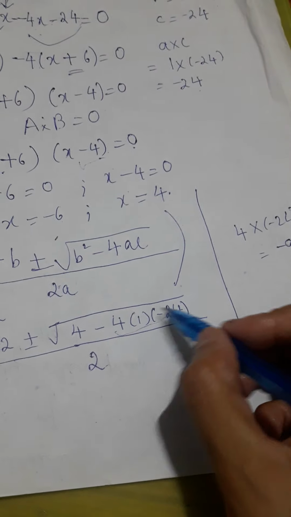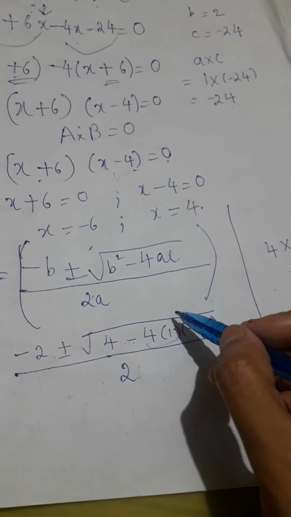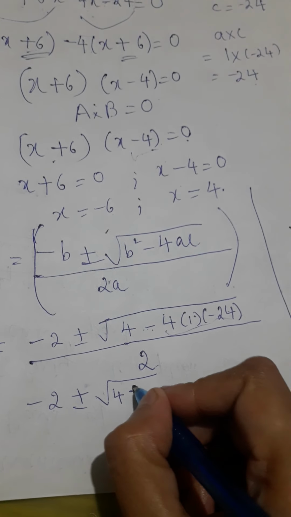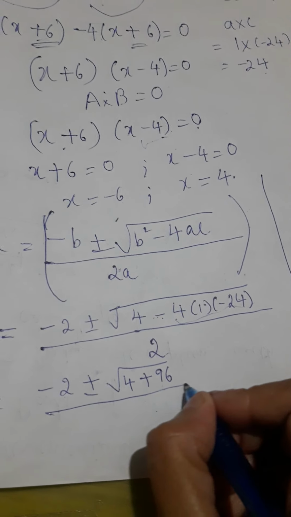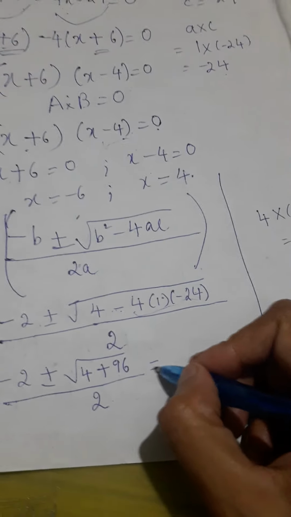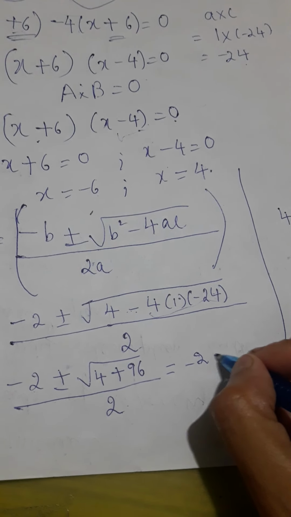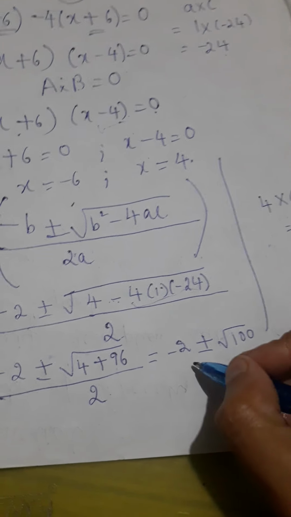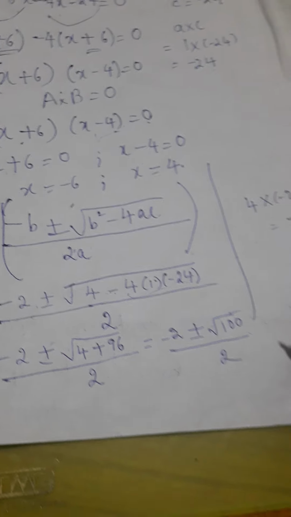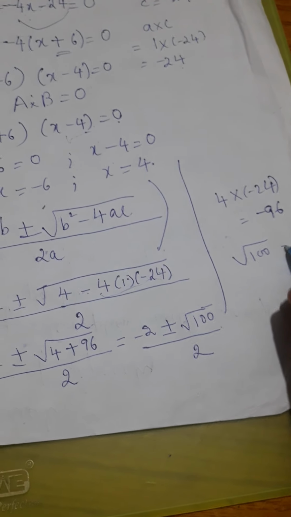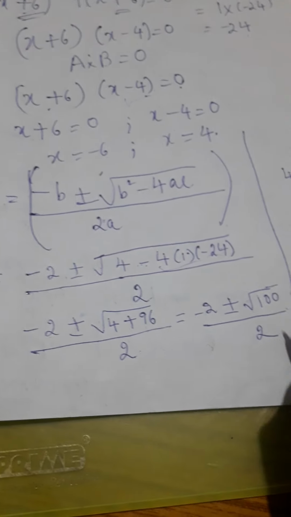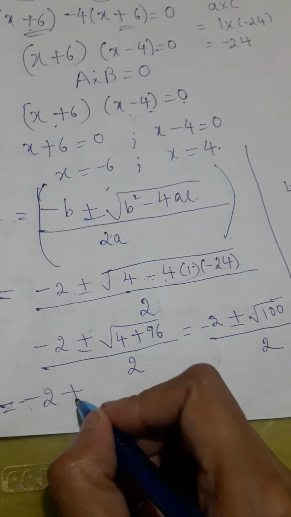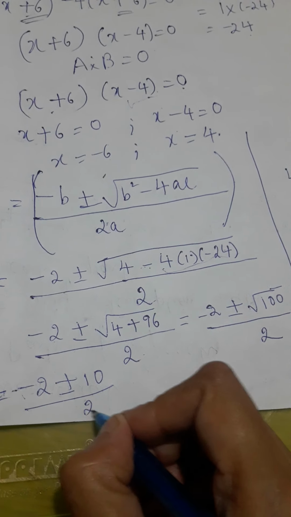So this entire thing becomes minus 96, and you have a minus in front. Minus of minus 96 is plus 96. So minus 2 plus or minus the square root of 4 plus 96, divided by 2. 96 plus 4 is 100. And the root of 100 is plus or minus 10, right? So you get x is equal to minus 2 plus or minus 10, the whole divided by 2.